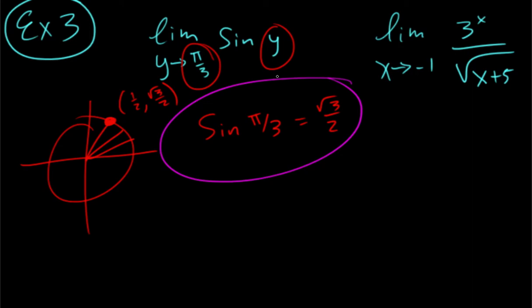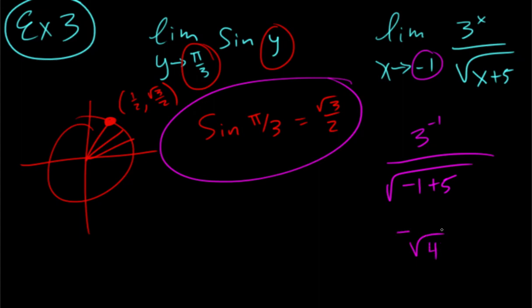Now over here, we're going to just try to plug it in once again, see if any issues come up. 3 to the -1, -1 plus 5 under square root. So it's just going to be square root of 4 on the bottom, which is really just a 2. And then this 3 can come down to the bottom. So we have 1 over 2 times 3, and 1 over 6. So didn't have to do anything special on that one, just worked out.